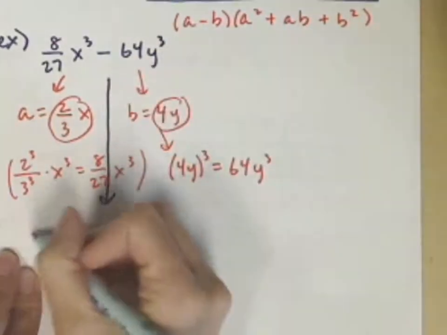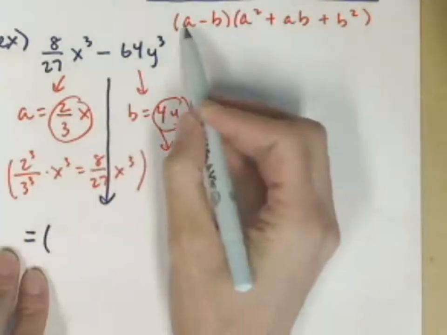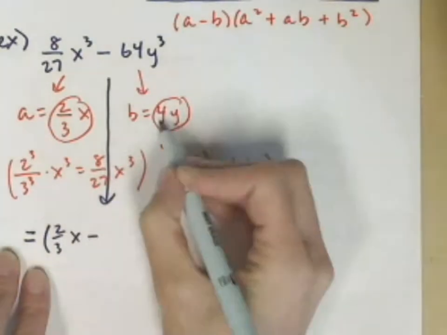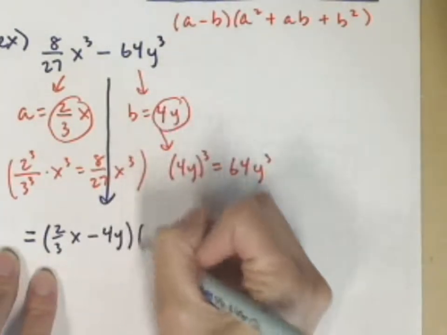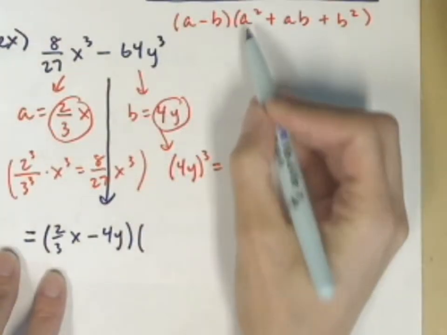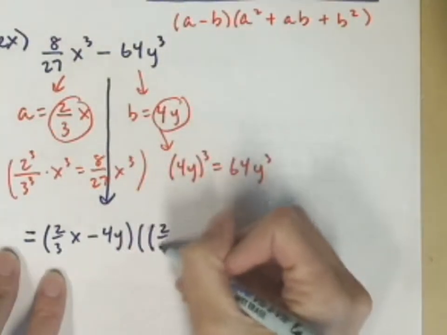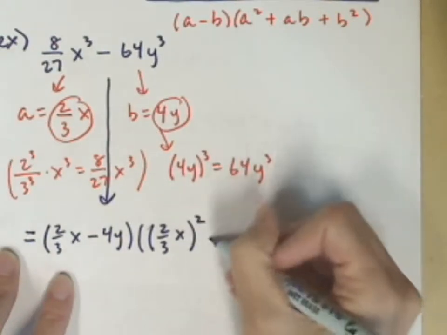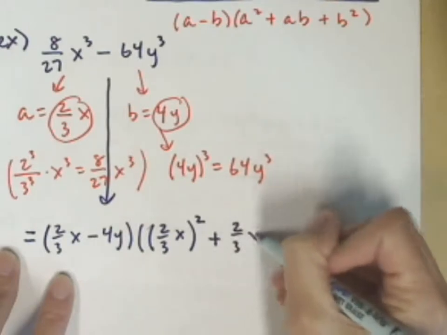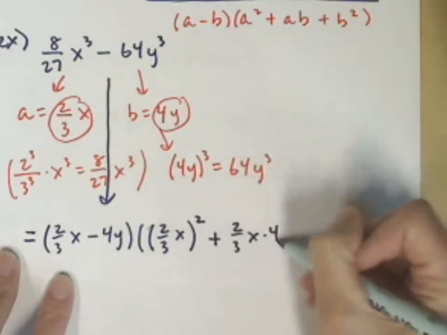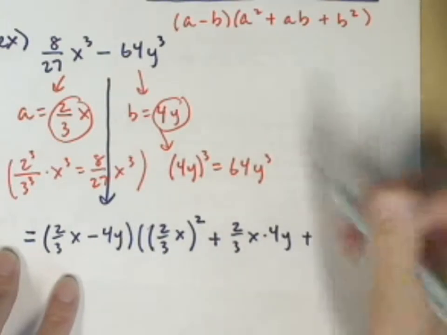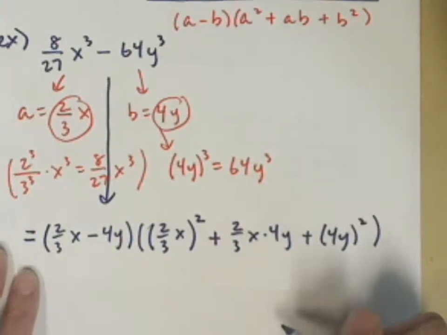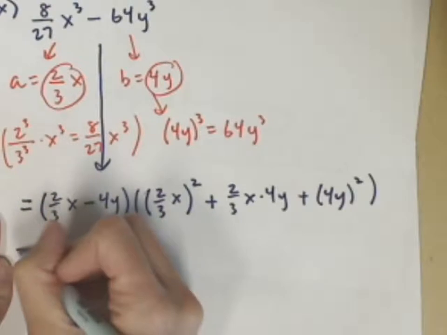As I bring this down here, this is equal to, I start with the difference, a minus b. A is 2/3 x, so 2/3 x minus b, which is 4y, times, now I go to the a squared. Use your parentheses because you're going to square the 2/3 times x, you'll square that whole thing, plus ab, so plus 2/3 x, there's a, times b, which is 4y, plus b squared. You're going to square the entire quantity 4y, so parentheses 4y squared. So I've got my factorization, but I have some cleaning up to do.